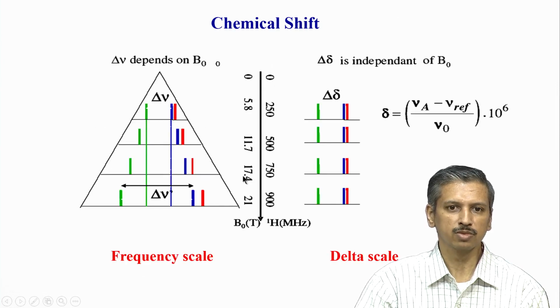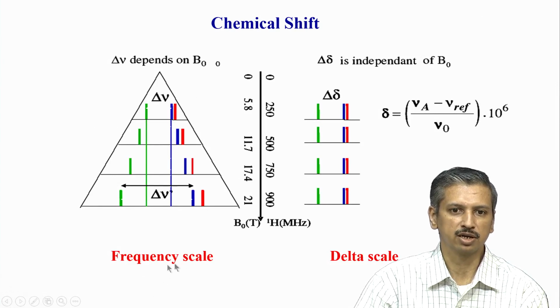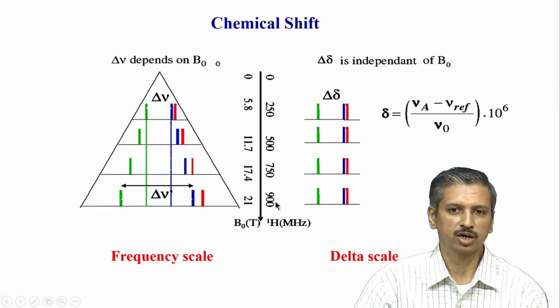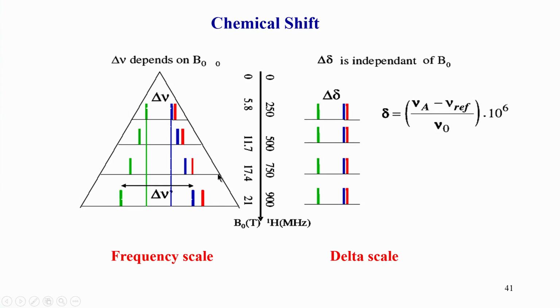You can see what is depicted here: the left side is the frequency scale, meaning the Hertz scale, and the right side is the delta scale, which is in ppm value. You can see that two peaks or a set of peaks always remain the same, whether you are at 250 megahertz, 500 megahertz, or 750 or 900 megahertz, the peak pattern, the three peaks, will not change. But if you calculate the difference between the green peak and this blue peak, their difference is not the same, they are linearly increasing because of this frequency change, because of this magnetic field change.